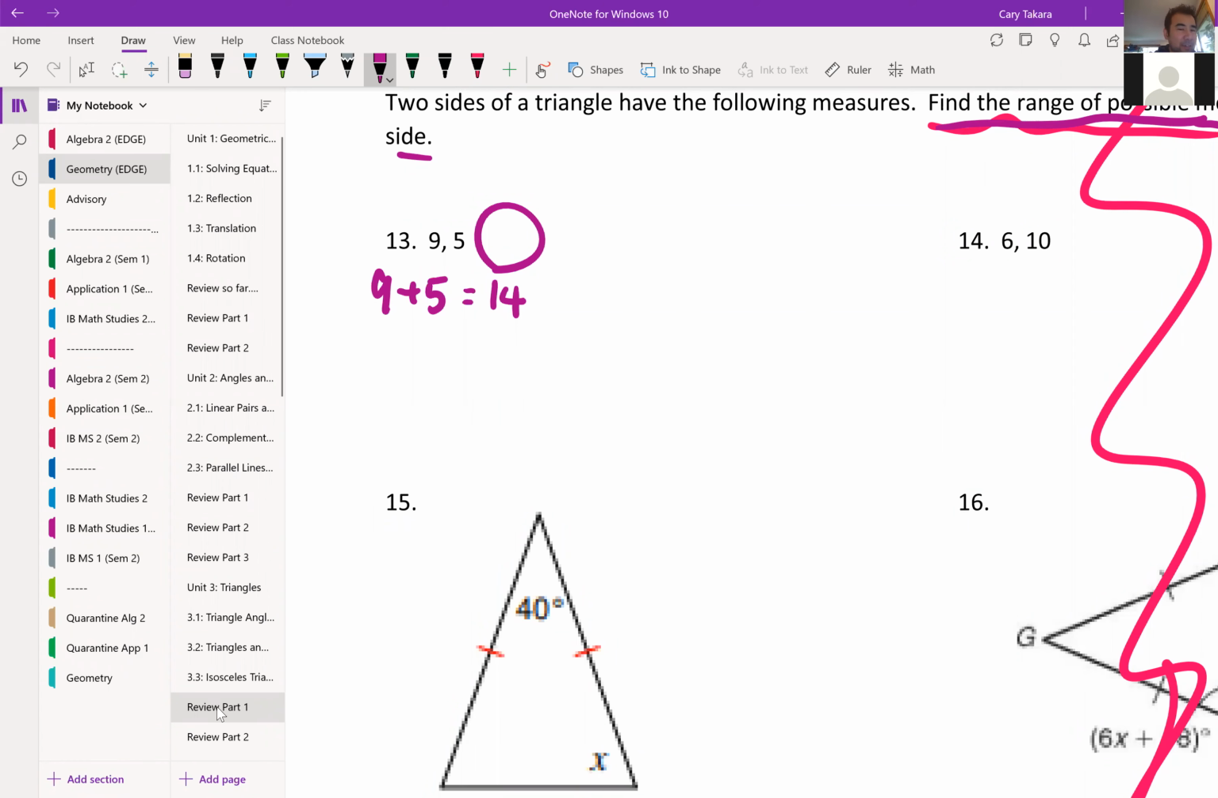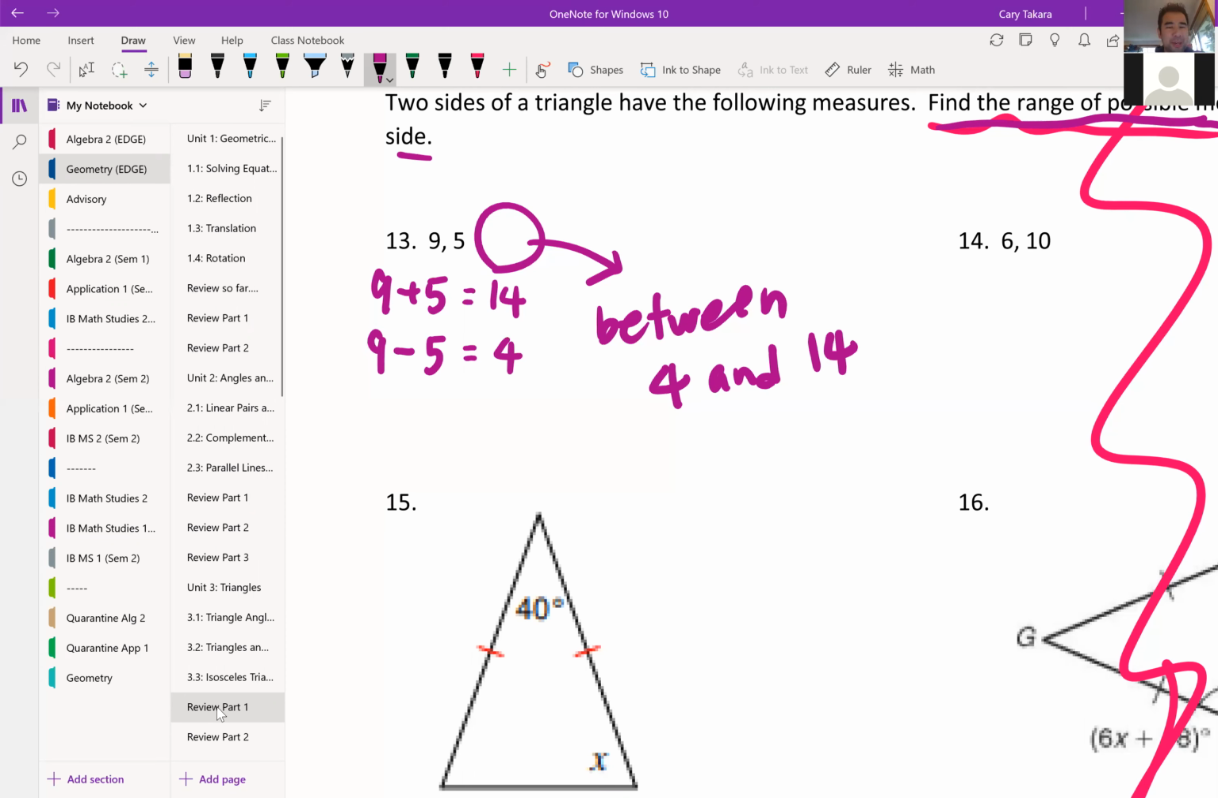And then you're going to do subtraction, 9 minus 5, which will be 4. It means that the number has to be bigger than 4, but less than 14. So the third number has to be between 4 and 14. Any number that you pick, 5, 6, 7, those will work.